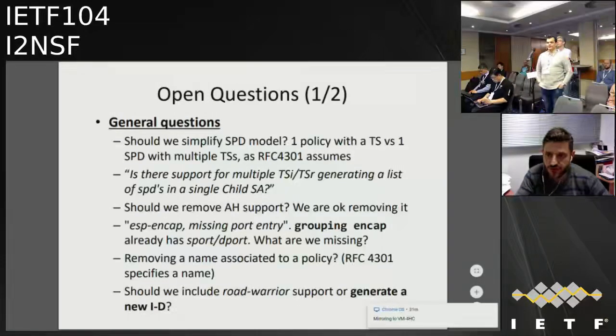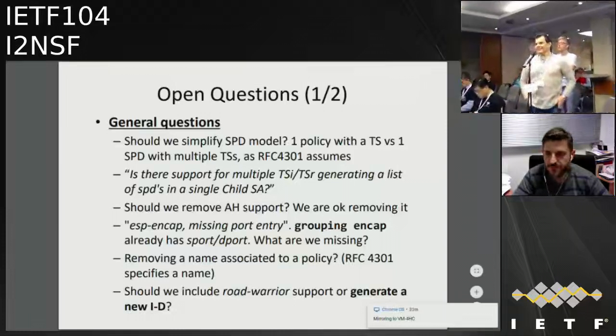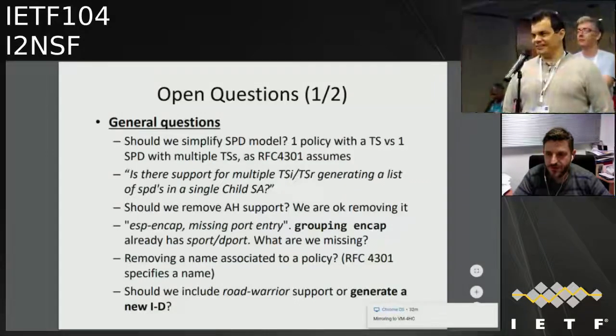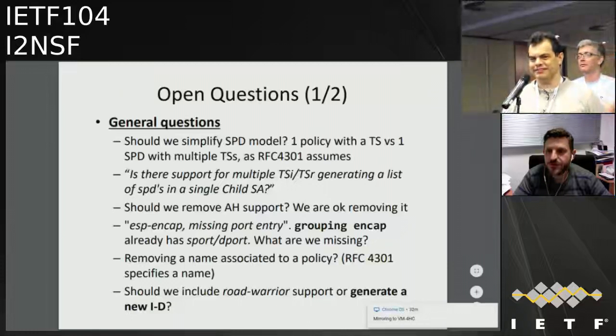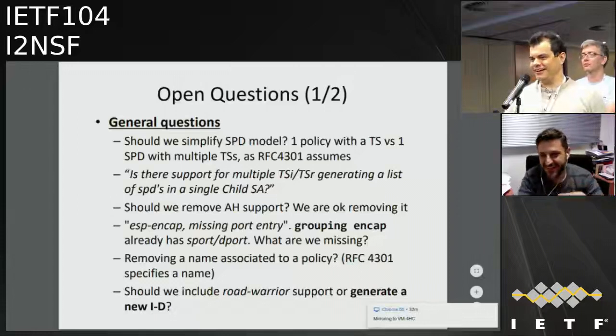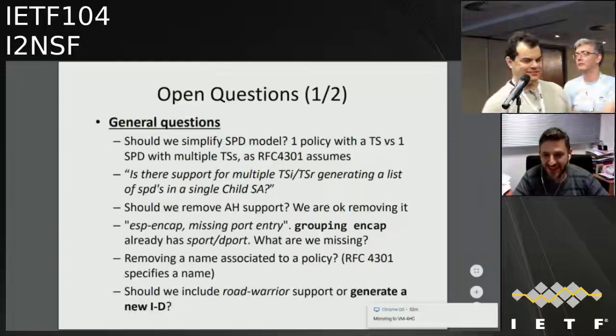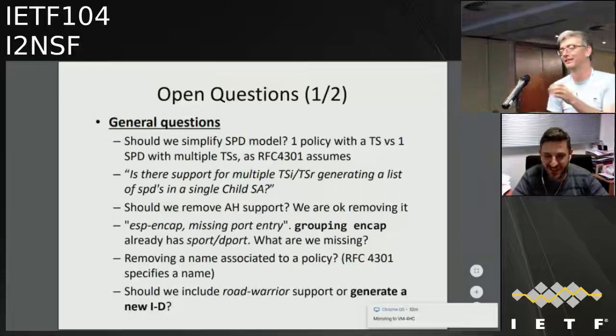Do you have a question, or should I? Well, with chair hat off, former implementer on, I would say that a child SA should have one traffic selector, because when you try to support more, you get interoperability problems, and it's really trouble. About AH, yeah, nobody uses it, so I'm very fine with losing it. ESP encapsulation, well, I'll leave the rest to Paul because he's a current implementer. Yeah. All right, Paul.